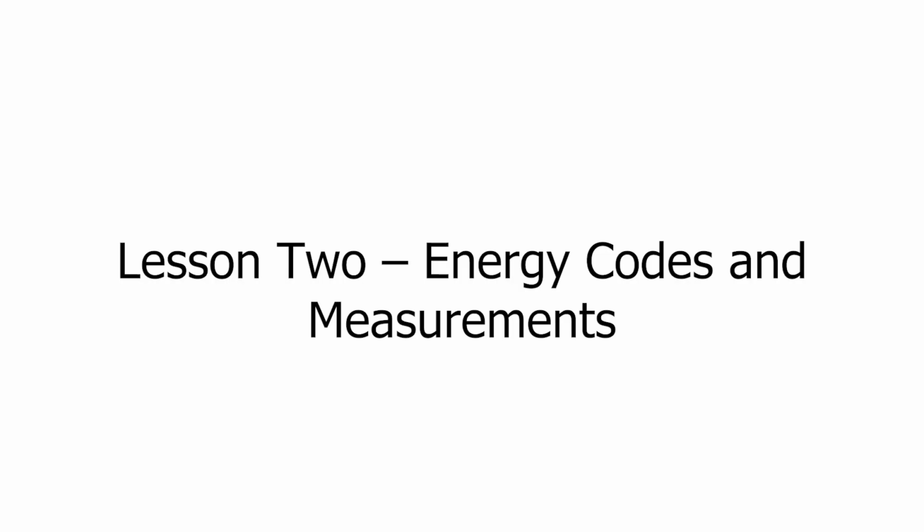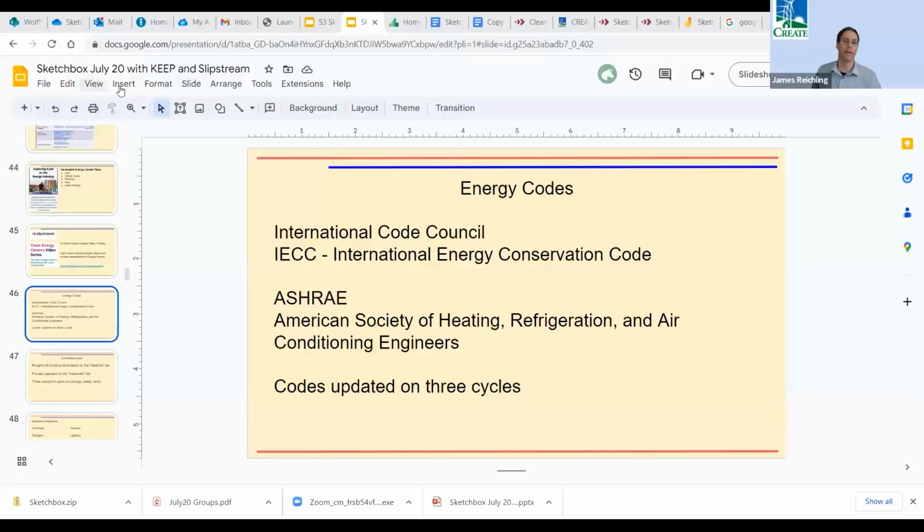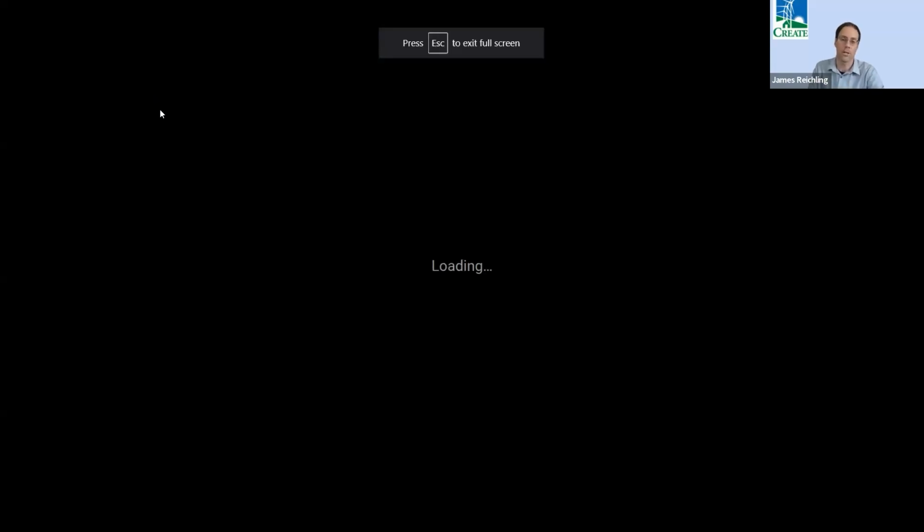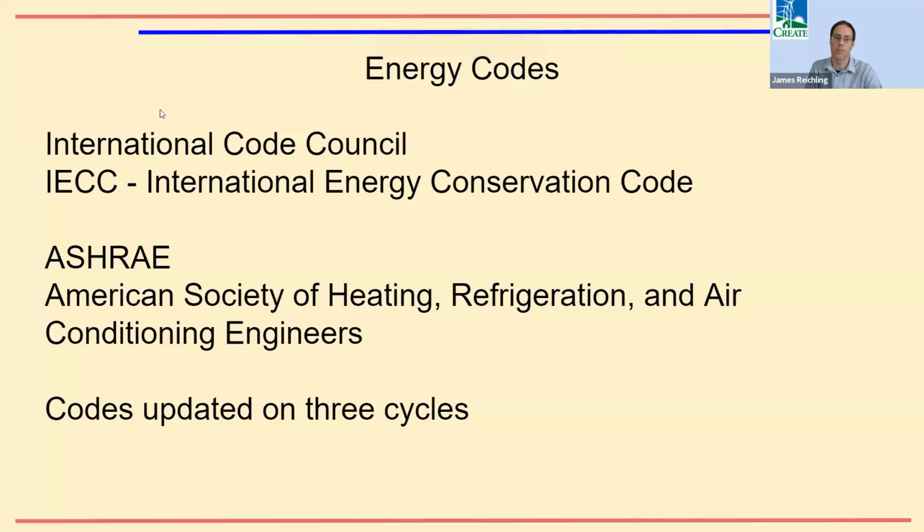So in lesson number 2, we're going to be talking a little bit about energy codes. When a building is designed, it's designed to meet local energy code. But local energy code is not the same in every place. And so there are 2 main code organizations that provide energy codes.